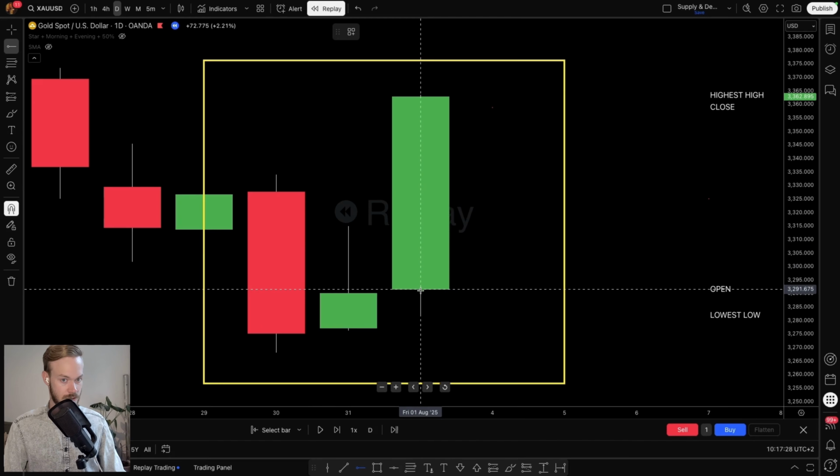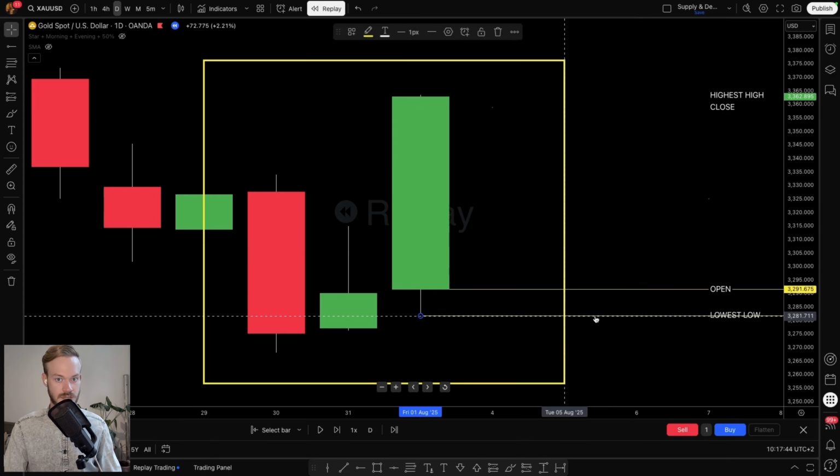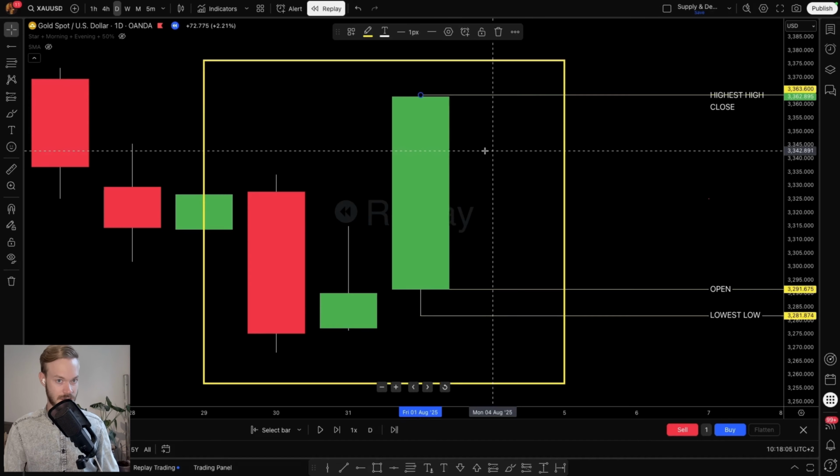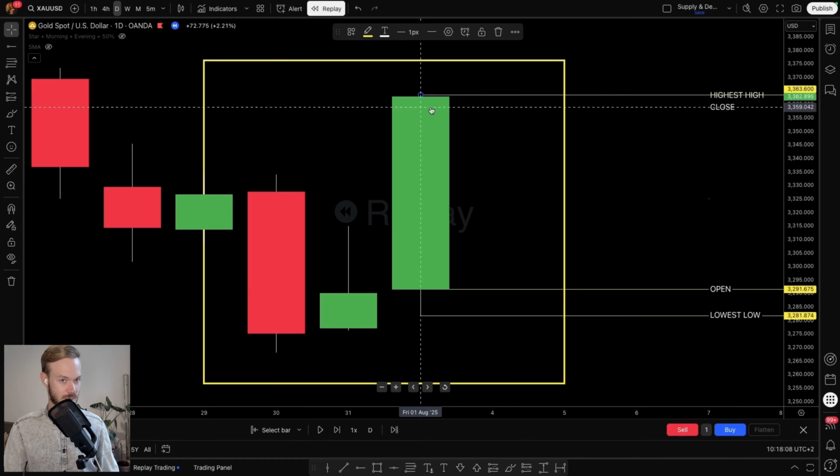So here the candle opened at this price level. The lowest low was reached here. We see the highest price point was somewhere here, very, very close to the closing price. And the actual closing price is right there.